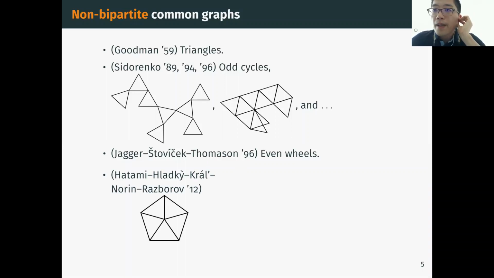So by using these Razborov flag algebras, these five people, Tommy, Hladký, Král', Norin, and Razborov, proved that this particular graph, the 5-wheel, is common. And this is the question by Jagger, Šťovíček, and Thomason.